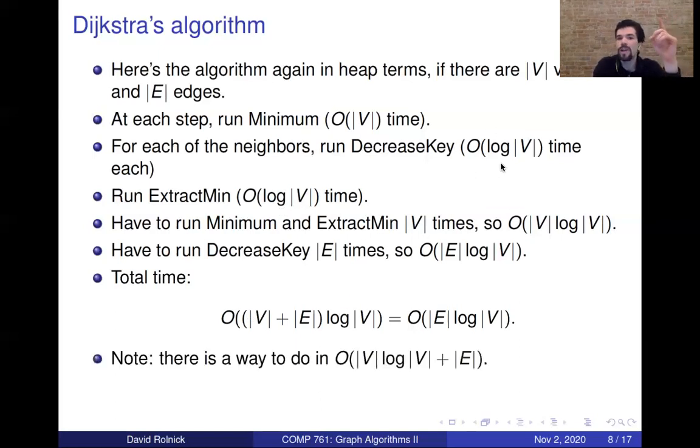Though actually, there's a way to do it much faster, or somewhat faster. This is still Dijkstra's algorithm. It's just an implementation that uses what's called a Fibonacci heap, which is a more efficient way to do a priority queue. Other questions?